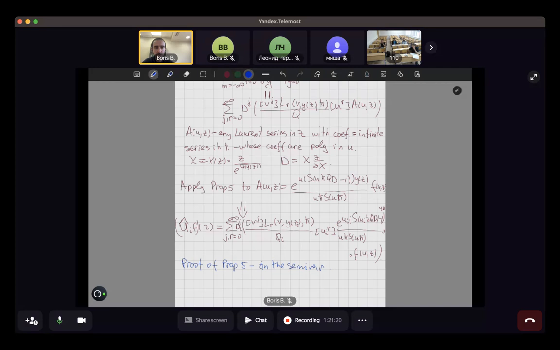Единственное место, где U входит отдельно от H, это вот там, после коэффициента R, видите, E в степени U на S от R. Там единственное место, где U входит отдельно.